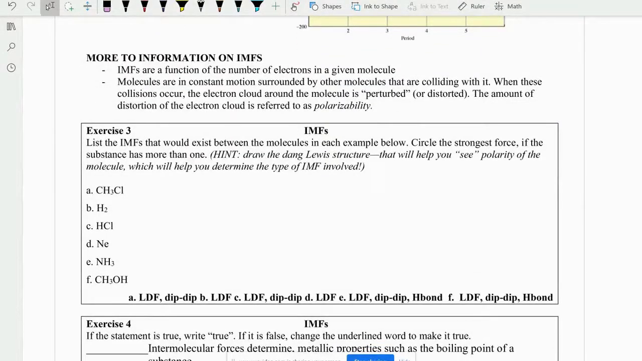So more information on IMFs. Again, lots of concepts here. IMFs are a function of the number of electrons in a given molecule. In other words, polarizability. Larger molecules have more electrons and have the ability to create stronger IMFs due to that. Molecules are also in constant motion. They're surrounded by other molecules or colliding with other molecules. And so when these collisions occur, those electron clouds would oftentimes be perturbed or distorted or disturbed, whatever word you want to use. And again, the amount of distortion of the electron cloud is referred to as polarizability.